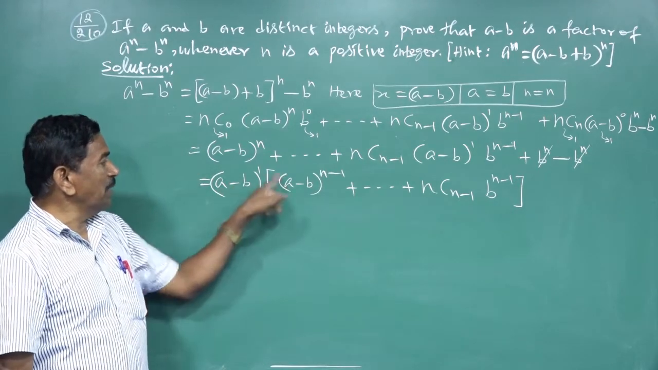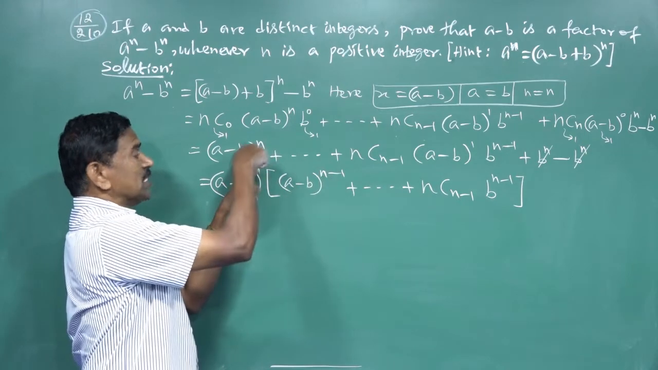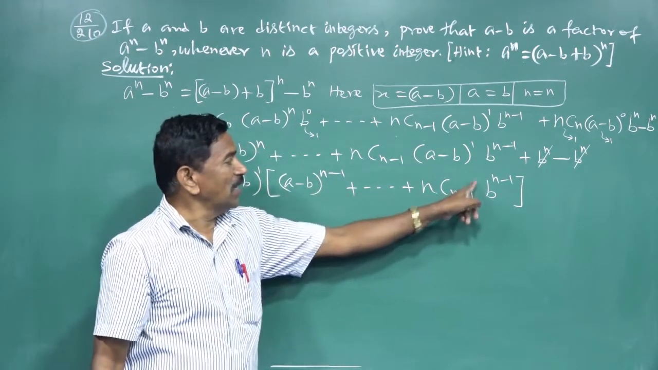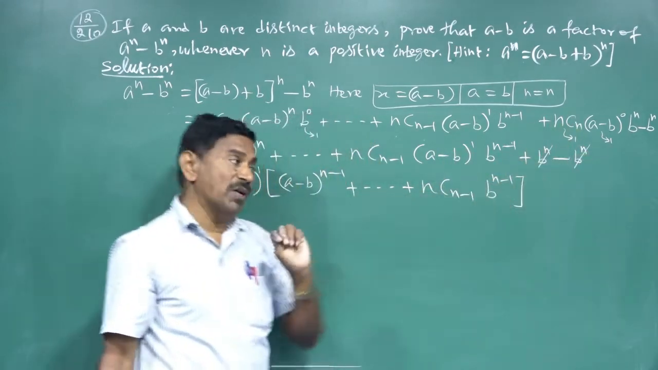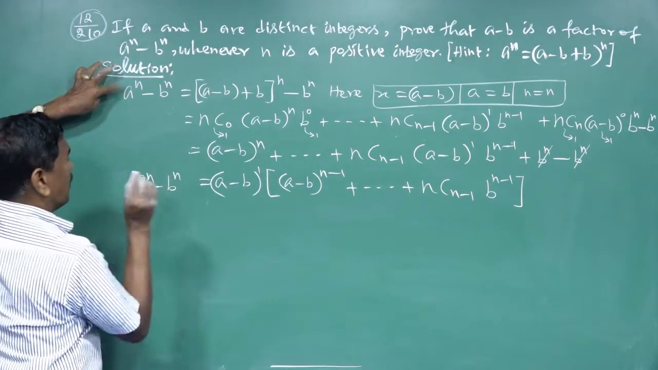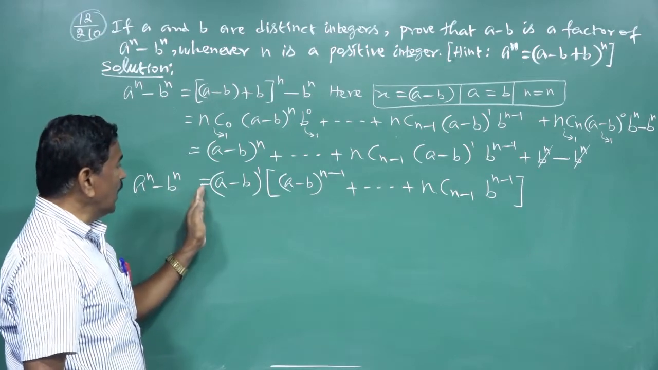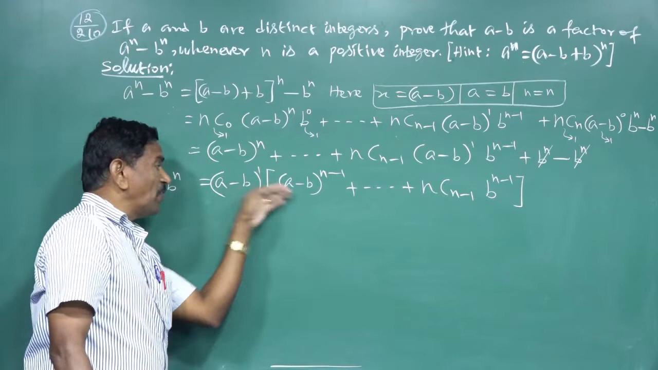Now (a - b) into (a - b)^(n-1), plus 1 minus 1 cancel, we get a^n. And a - b comes here, we get a before term. And the last b^n minus b^n cancel, already cancelled. What is its left hand side? Left hand side is a^n - b^n. Now listen, a^n - b^n is a multiple of a - b.